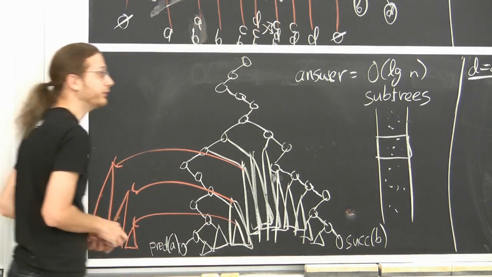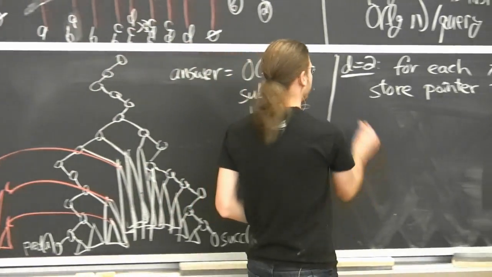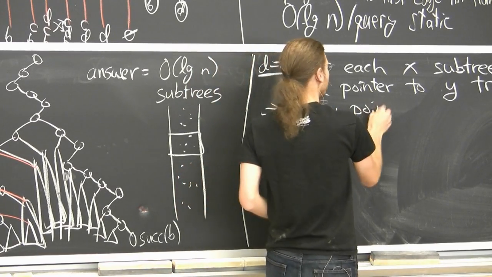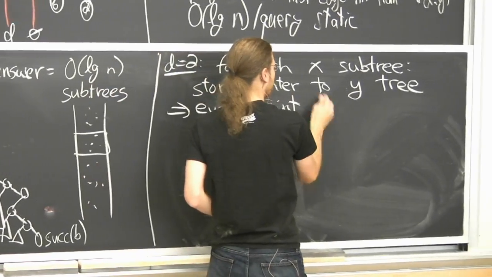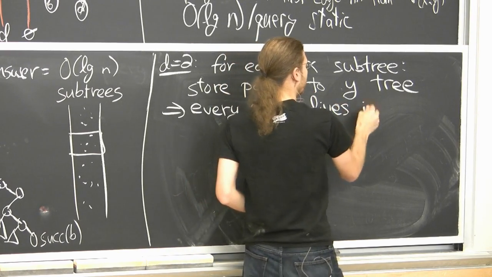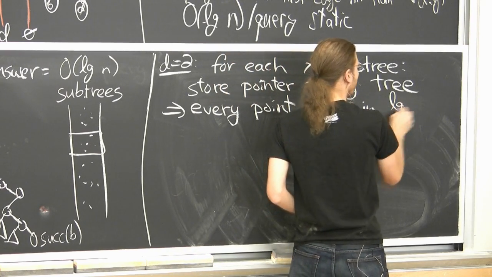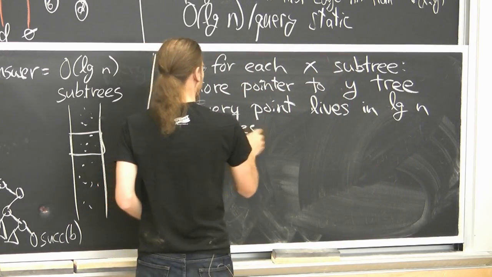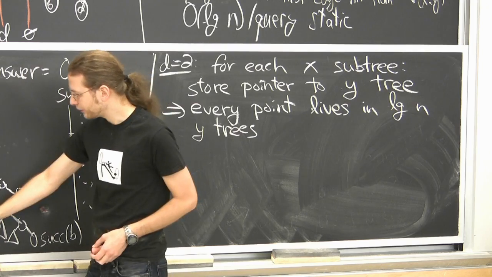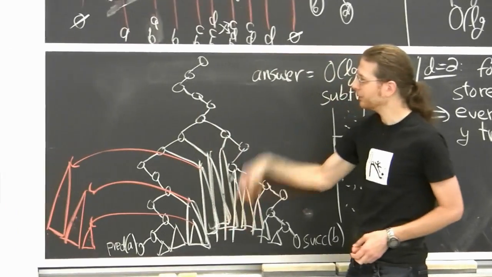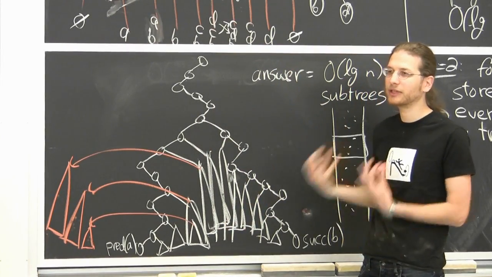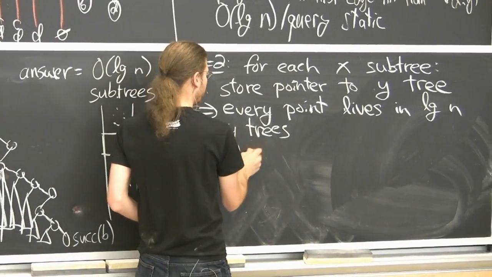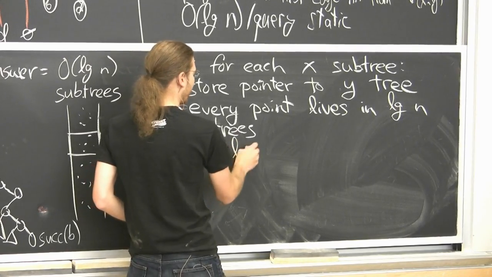So we're blowing up space. Every point lives in basically log n y trees. Okay, because if you look at a point, there's the tiny y tree that contains it, bigger, bigger, bigger, bigger, until the entire tree also contains it. Each of those has a corresponding y tree. So the overall space will be n log n.